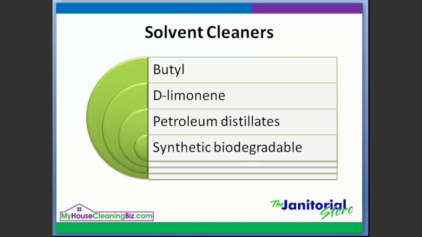Synthetic biodegradable solvents. This is a unique blend of solvent that is biodegradable. They can be diluted with water and could be used for dissolving asphalt, tar, oil, and grease.